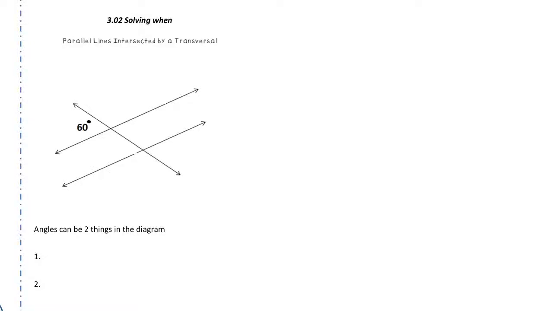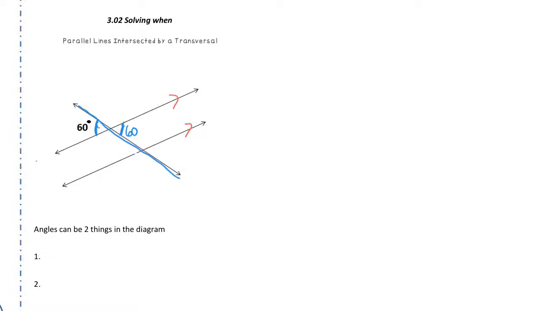Today we're going to talk about solving when we have parallel lines cut by a transversal. So if I have two parallel lines here, cut by a transversal, I know angle properties or special angle relationships. So let's just start labeling. I know vertical angles are always equal, so this one's 60. And then I know down here, my corresponding angles are going to be equal.